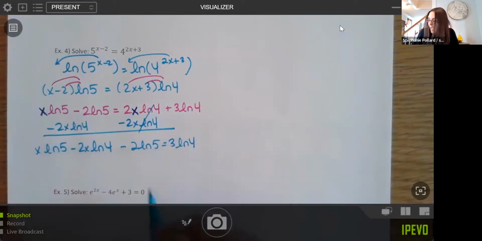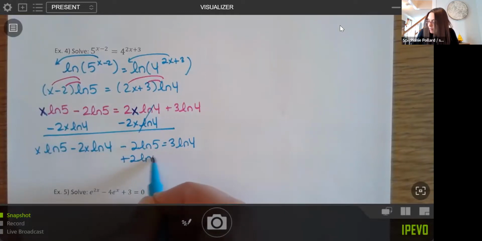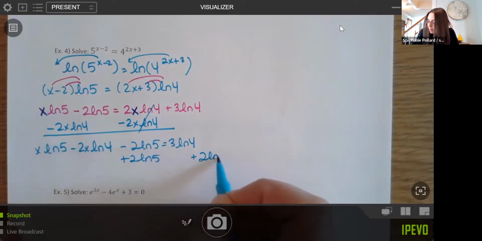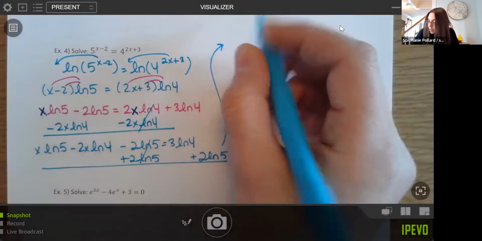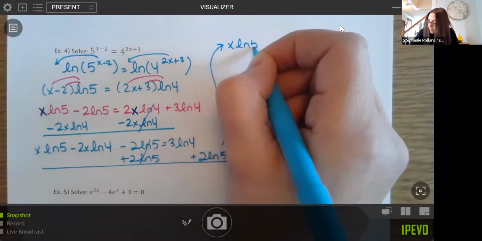And then I'm going to add the 2 natural log of 5 to both sides. So I'm just trying to separate it out, so that things that have an x are on the left and things that don't have an x are on the right.